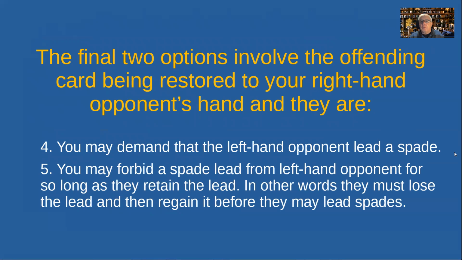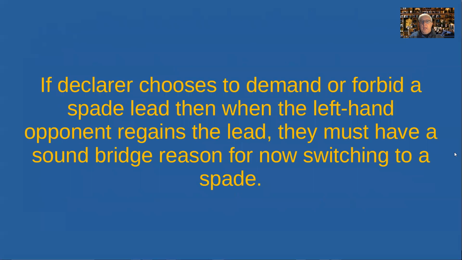And then the final 2 options involve the offending card being restored to your right-hand opponent's hand, and they are: 4, you may demand that the left-hand opponent lead a spade. 5, you may forbid a spade lead from left-hand opponent for so long as they retain the lead. In other words, they must lose the lead and then regain it before they may lead spades. And finally, you say, if declarer chooses to demand or forbid a spade lead, then when the left-hand opponent regains the lead, they must have a sound bridge reason for now switching to a spade.